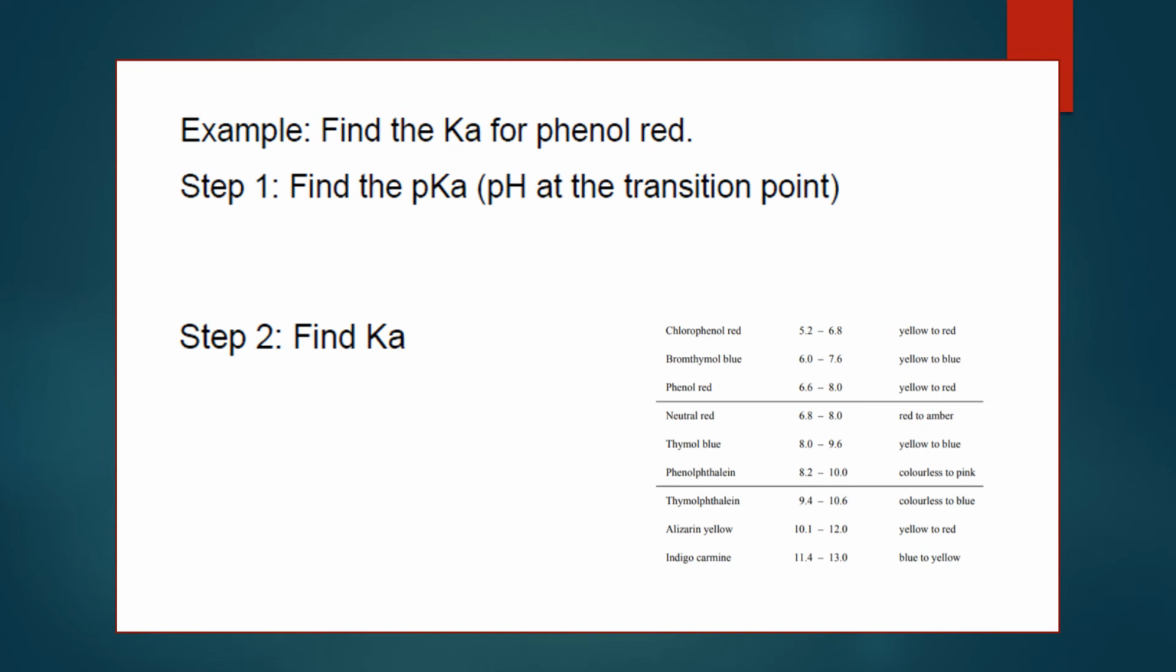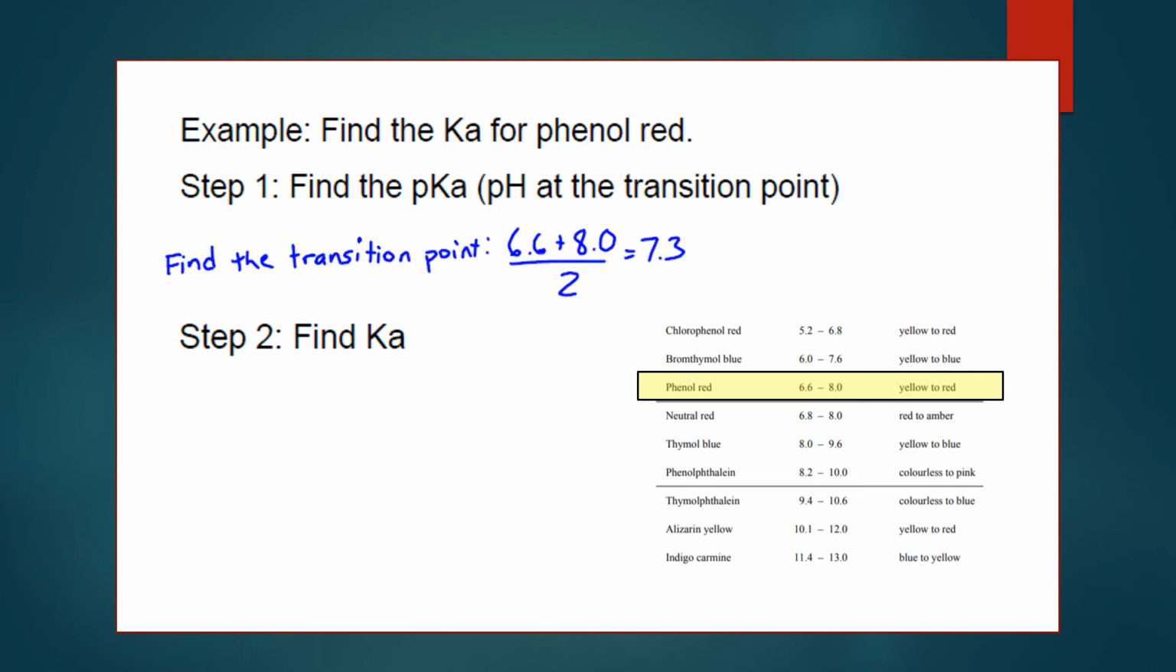For example, here's a question. We want to find the Ka for phenol red. So the first step in this is to find the pKa, or the pH at the transition point. So if I take a look at phenol red, I can see that it changes color from 6.6 to 8.0. It goes from yellow to red. What I'm going to do is find the exact middle value. So I'm going to add those two together and divide by 2. I'm going to find the average value of those two, and the middle value there is 7.3. So my pKa is 7.3.